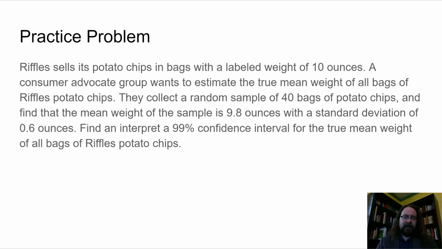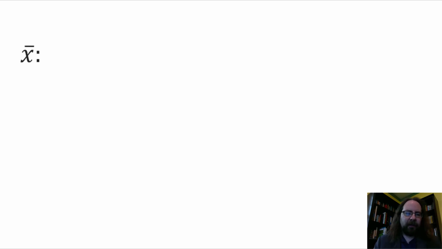and the standard deviation of the sample is 0.6 ounces. Now again, notice that's the standard deviation of this sample. We do not know the standard deviation of the weights of all Riffles potato chip bags. I'm assuming the company wouldn't want to tell us that information. So we're going to find and interpret a 99% confidence interval for the true mean weight of all bags of Riffles potato chips. So we need our important information.